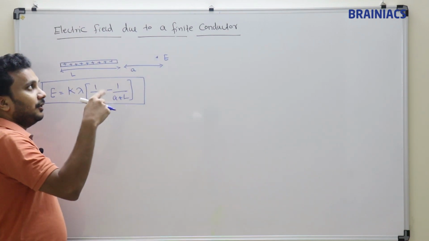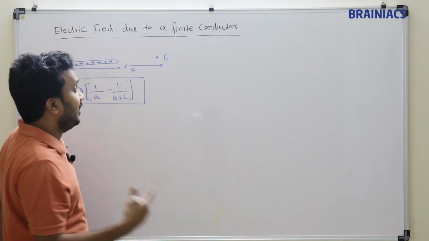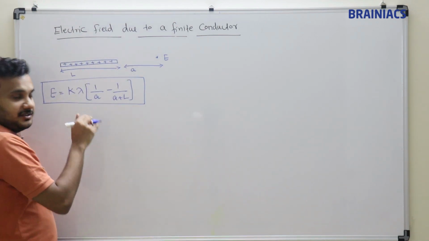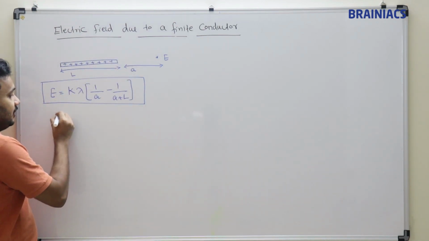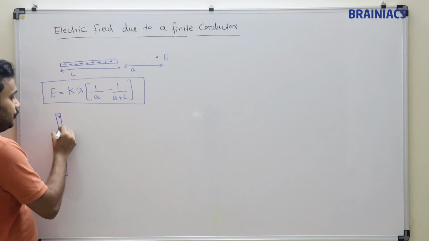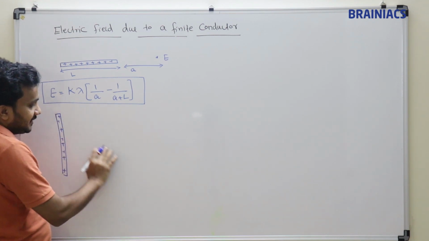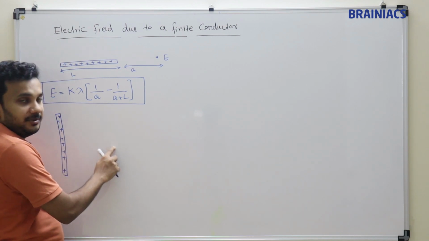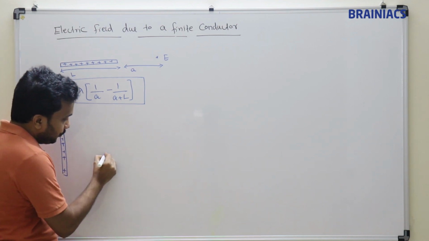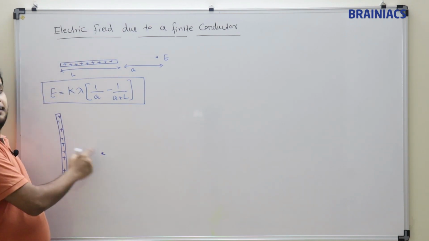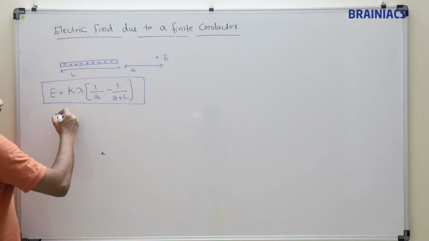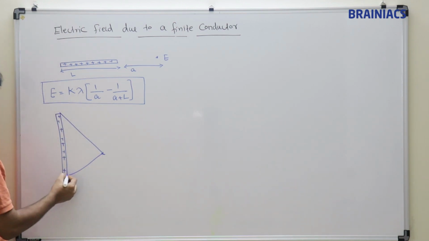Now of course you will have a question for me: sir, why are you again speaking about a finite conductor? The difference here is that we are going to calculate the electric field due to a finite conductor not along the line but at some point towards the right side. It is not necessary that it be the center point, it may be any point. So I consider this point. Here I am going to calculate the electric field due to this finite conductor.